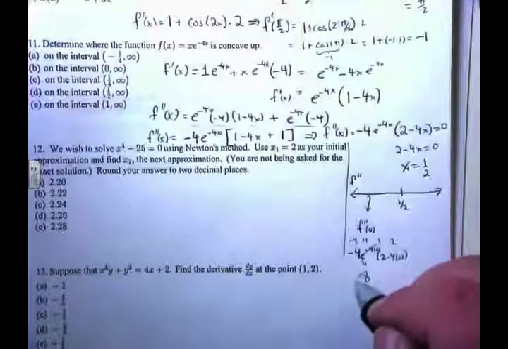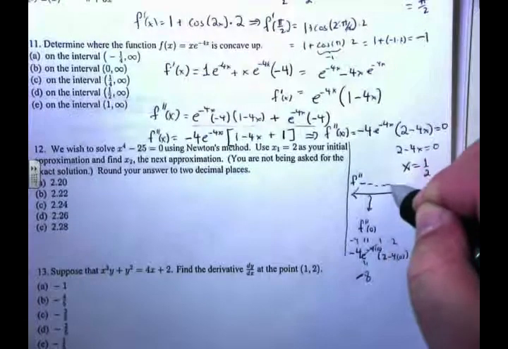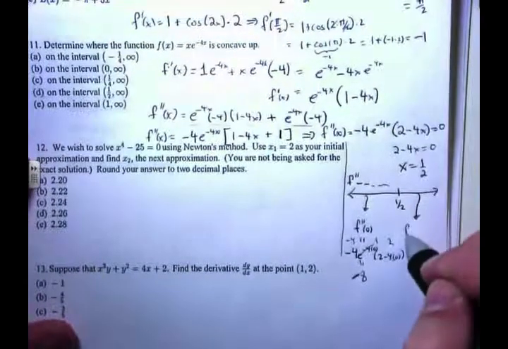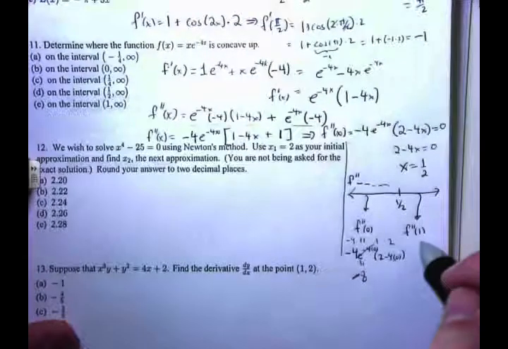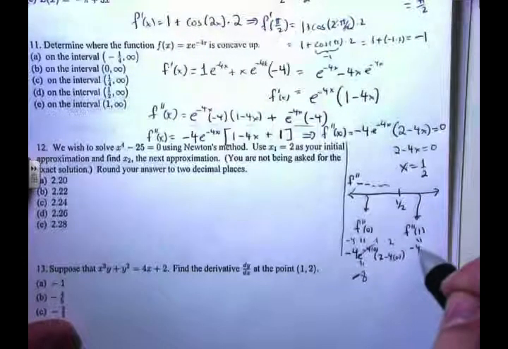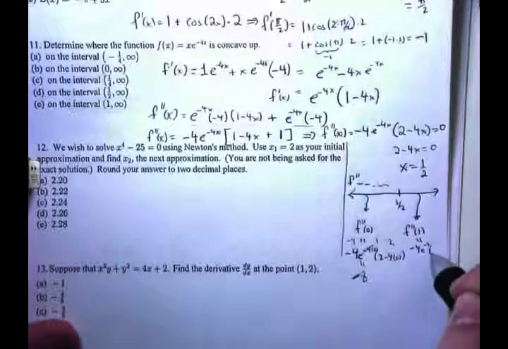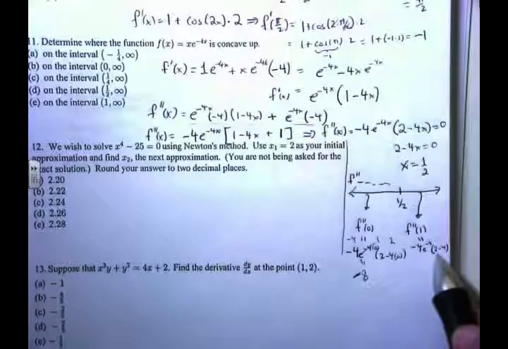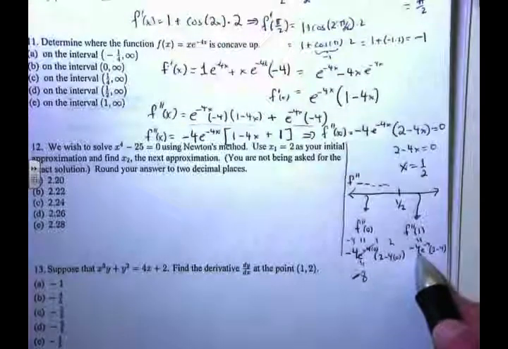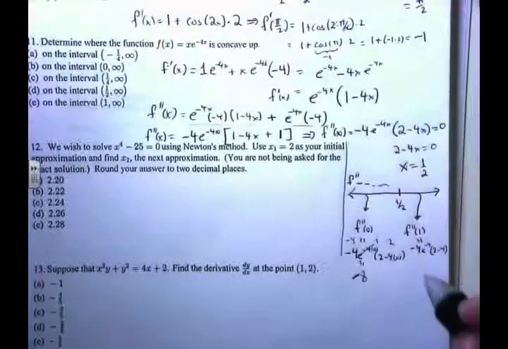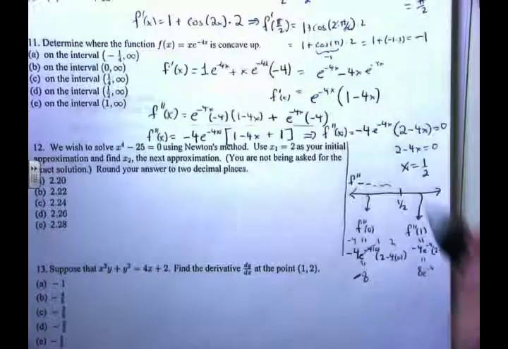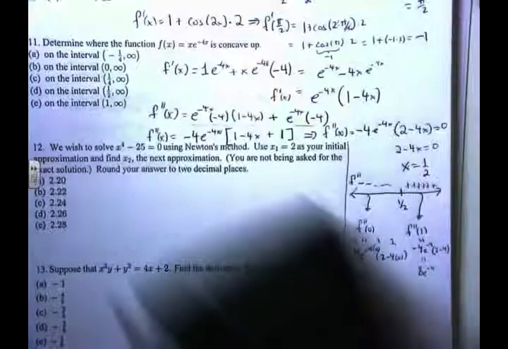I don't care what the number is. What's the sign of it? It's negative. Pick a number bigger than 1/2. I choose 1. When I plug 1 into this, I get negative 4 e to the negative 4 times 1 times 2 minus 4 times 1. I could do this without a calculator: 2 minus 4 is negative 2, times negative 4 is a positive 8. So this is 8 e to the negative 4, and that's going to be a positive number.